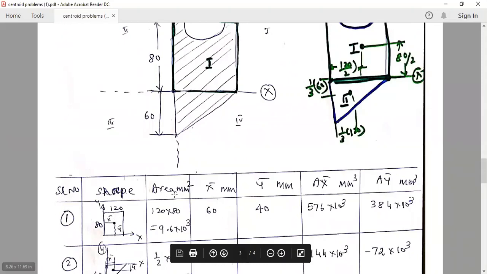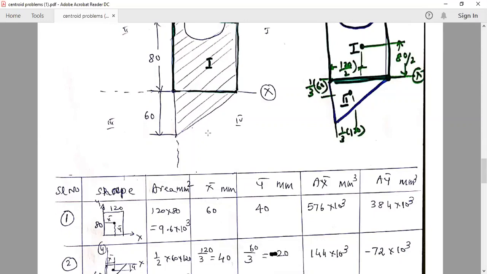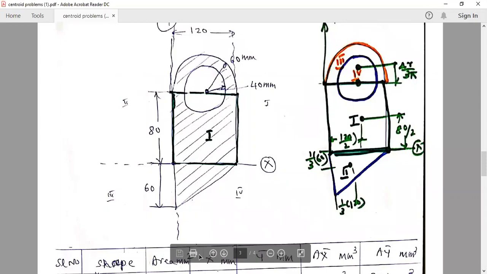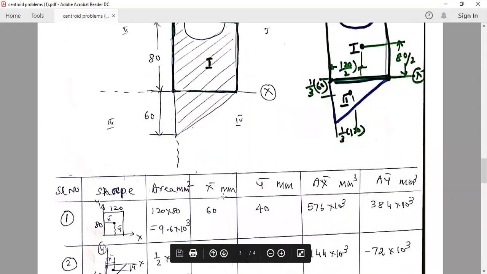After showing the figure, the next column is area, in millimeter square. All dimensions are in millimeter. The next columns are X bar and Y bar, the respective figures. Then A into X bar, multiplying the area and X bar: area in millimeter square, X bar in millimeter, so I get millimeter cube. Then area multiplied by Y bar, A Y bar, in millimeter cube. So many columns.